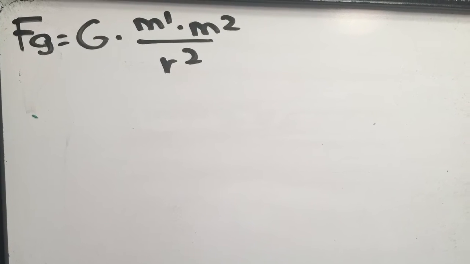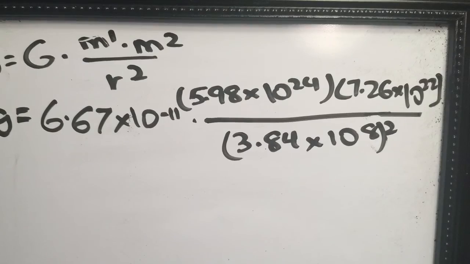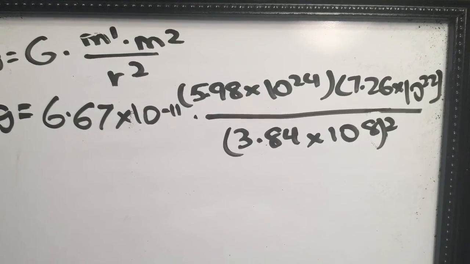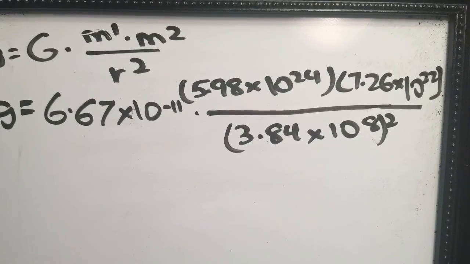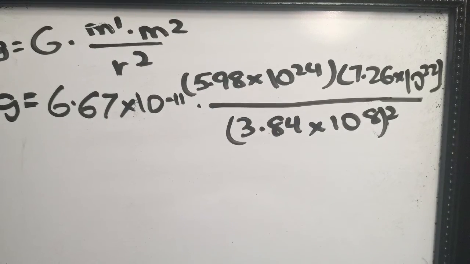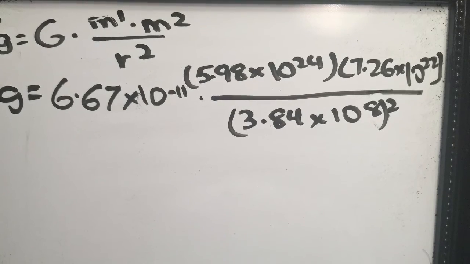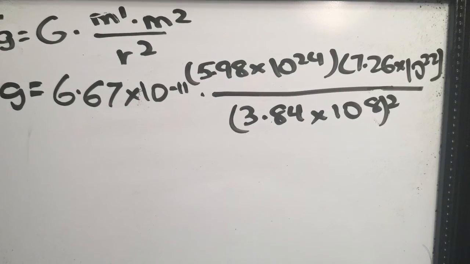gravitational force equals gravity times mass 1 times mass 2 over radius squared. The next step is to substitute for gravity 6.67 times 10 to the negative 11th power, and the two masses, which are 5.98 times 10 to the 24th power and 7.26 times 10 to the 22nd power for the masses, and for the radius, 3.84 times 10 to the 8th squared.